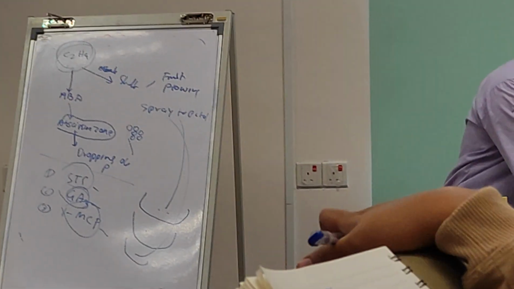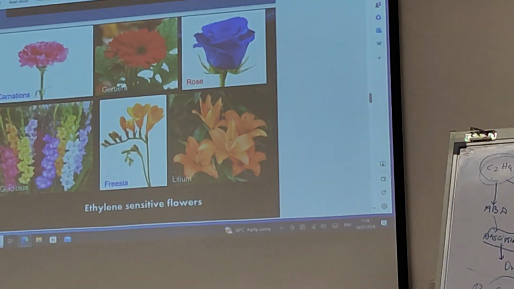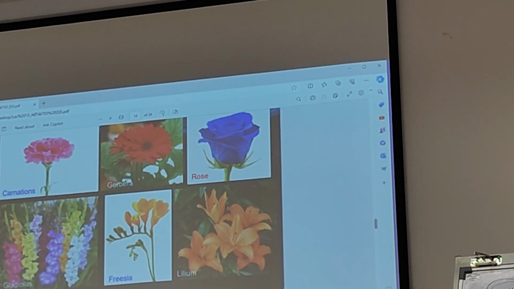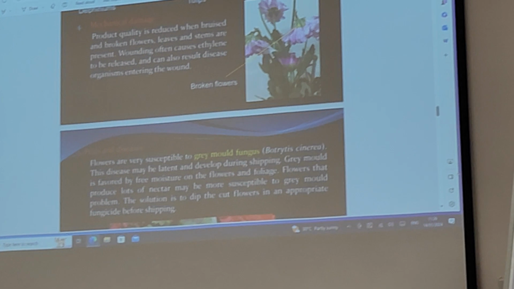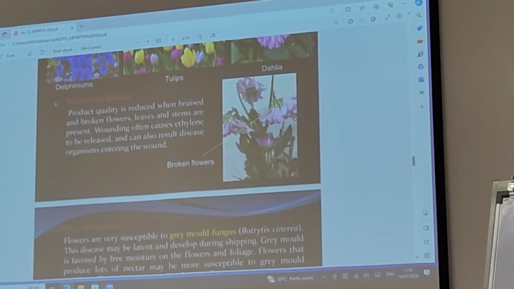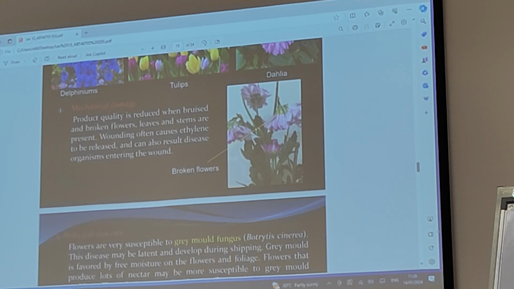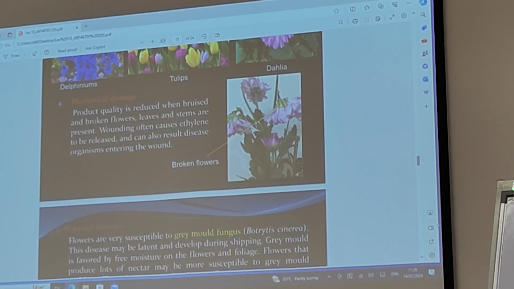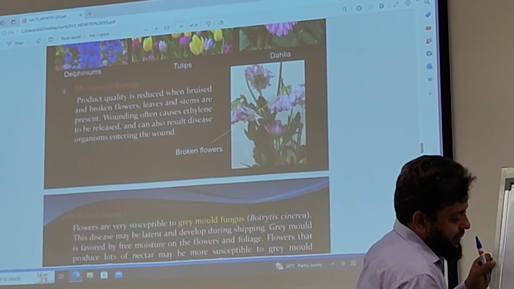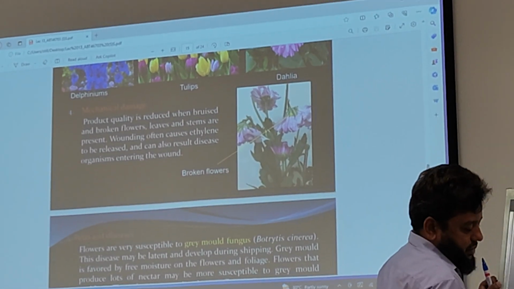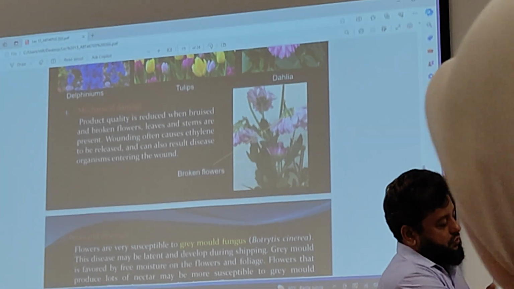So you can go to the next slide. Here you can see some flower pictures. This is all about ethylene, right? And also number four is mechanical damage. So if some delphinium.